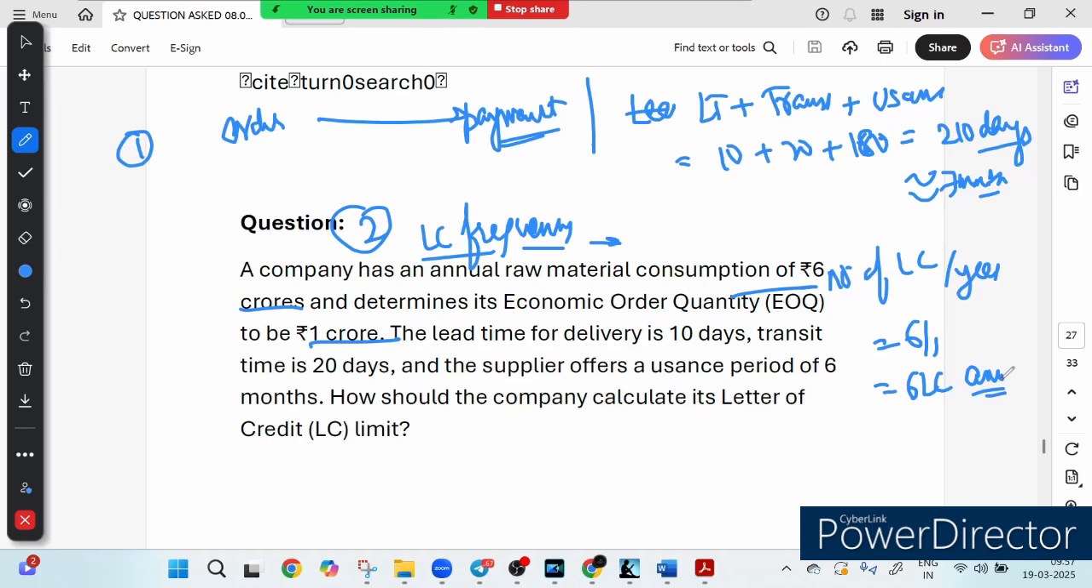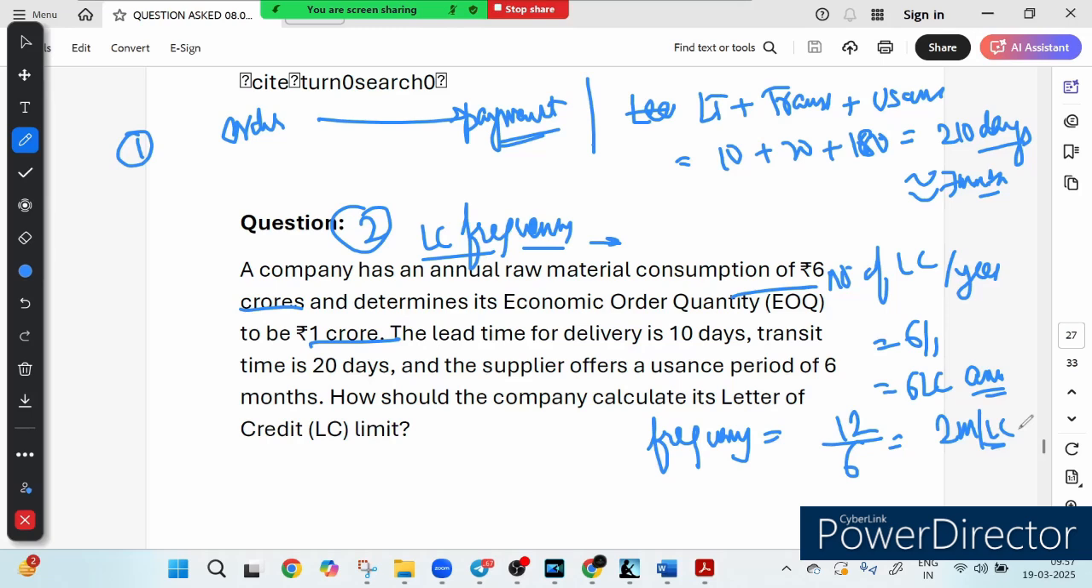So since the company uses 6 LC in a year, what will be the frequency of opening LC? It will be 12 months divided by 6. This will be how much? 2 months per LC. 2 months per LC is the frequency. This means the company opens a new LC after every 2 months. So this is step number 3 that we have calculated.